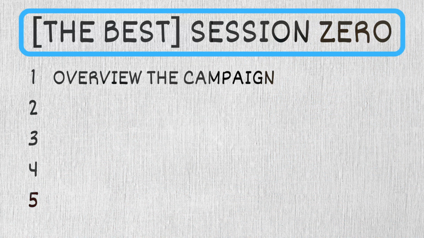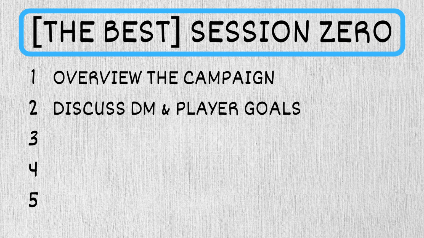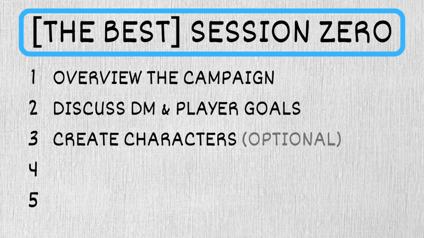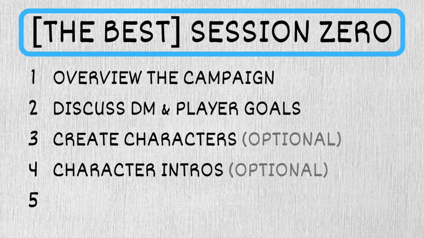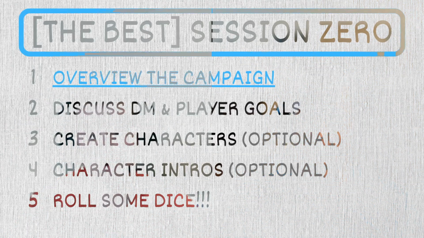So we're going to give you 5 steps to have a successful session zero. First step is going to be overview your campaign. Second one, set out your expectations as a DM and also get the expectations and goals of your players. Then you're going to create characters. After that, give your players some time to have some character introductions. And finally, roll some dice. Now, let's start with that overview of the campaign.